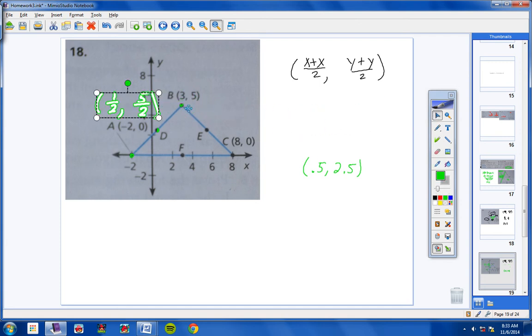letter D. Now, let's find the midpoint between B and C. Okay, so here we go. 3 plus 8 would be 11. So 11 divided by 2. 5 plus 0 is 5. 5 divided by 2. So there's your answer. You're more than welcome to leave it like that. I have no problem with that.